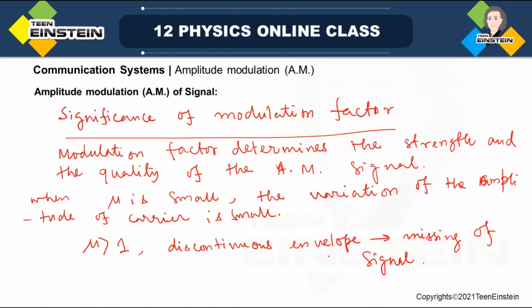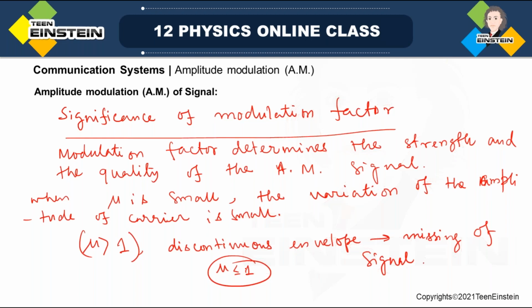So mu cannot be greater than 1 in any case when we are transmitting signal from one place to another after modulation. So modulating factor should always be less than or equal to 1. 1 is fully modulated, as we have seen, that is the perfect condition. So the modulated wave must not allow the modulation factor to exceed unity.